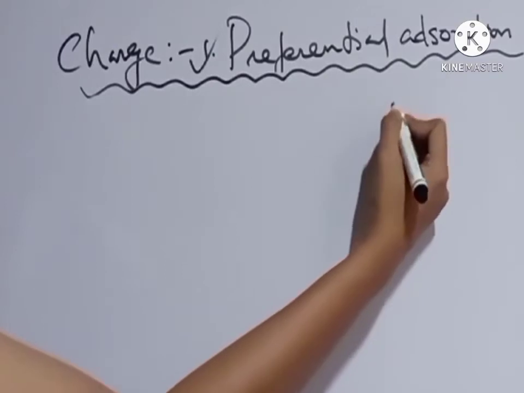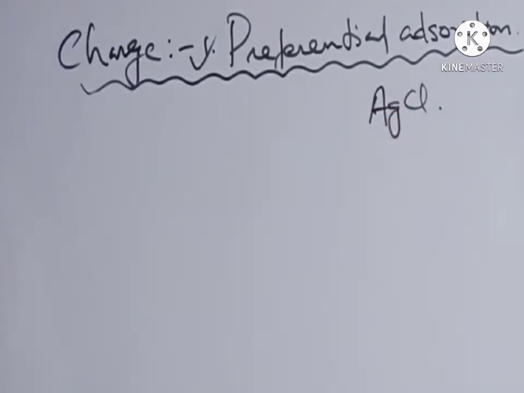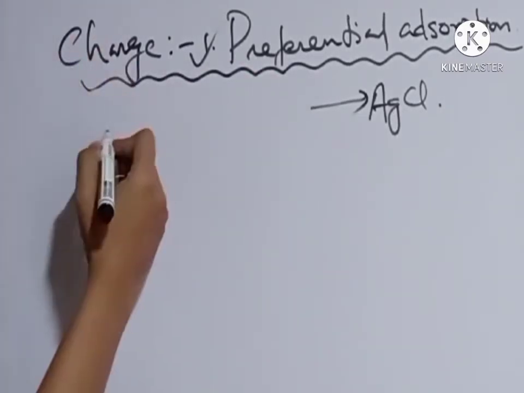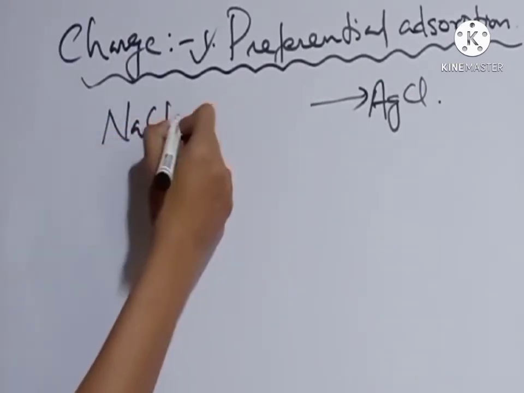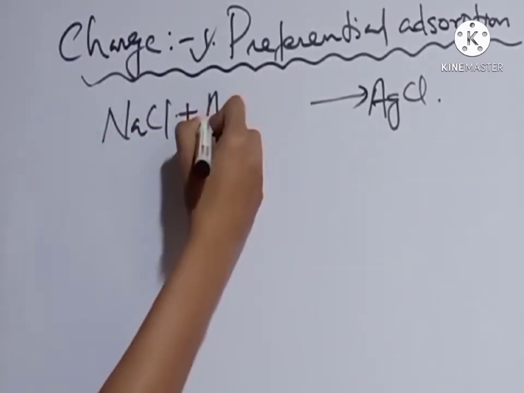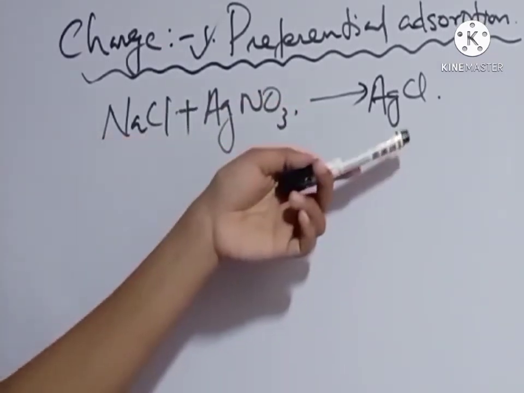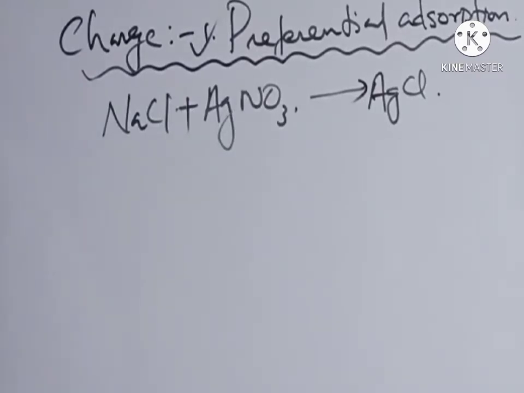The colloid silver chloride is coming under this category. Actually, silver chloride colloid is prepared by the reaction of NaCl, sodium chloride, and AgNO3, silver nitrate. Silver chloride colloid is prepared when sodium chloride is reacted with the silver nitrate.